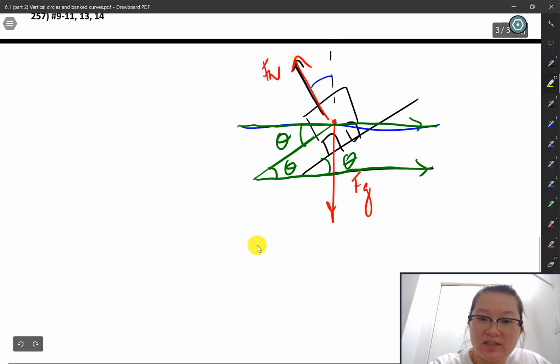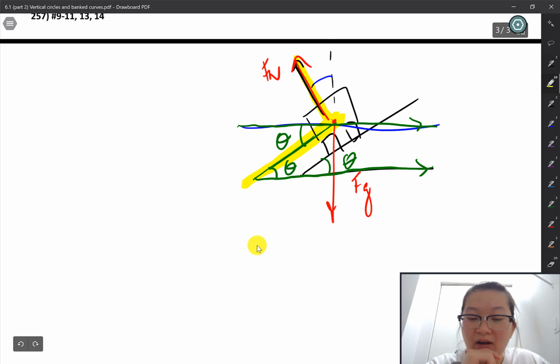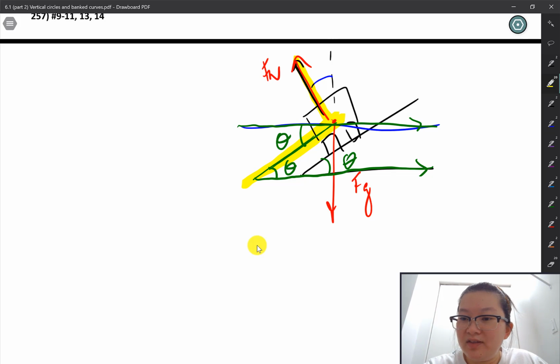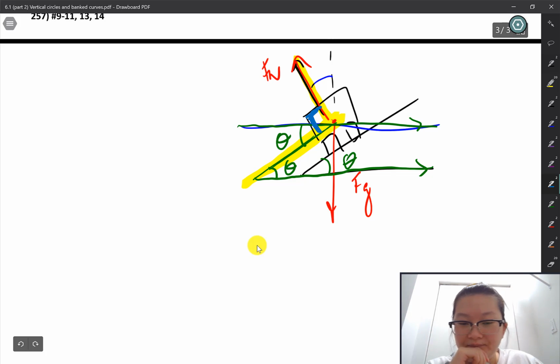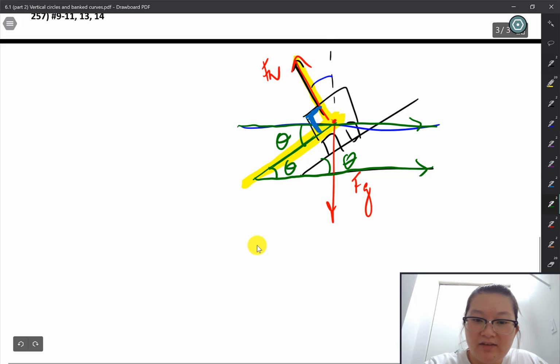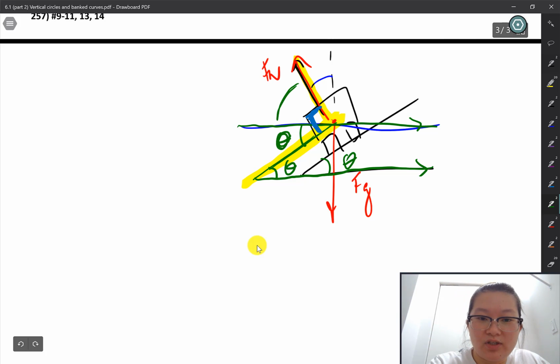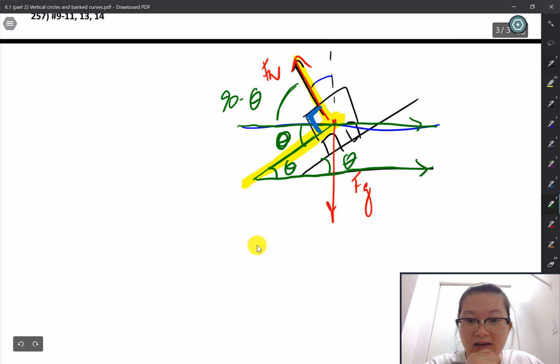We know the normal force is perpendicular to the incline, the line that's parallel with the incline. So we know this angle here is 90 degrees, meaning that if this angle is theta, this one over here is the complementary angle to theta, which is 90 minus theta.